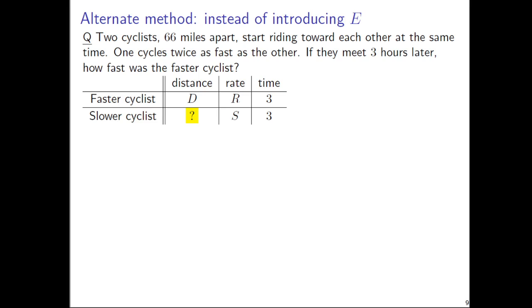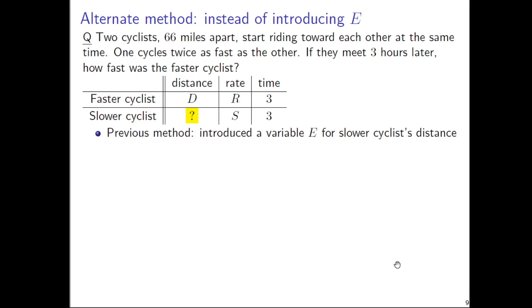Here's an alternate method of doing this. We introduced so many variables last time, and some people will prefer that approach, okay? There's something kind of clean about that approach. But if the number of variables is not your taste, here's another approach: instead of introducing a variable e, let's just leave this question mark that's highlighted yellow there.